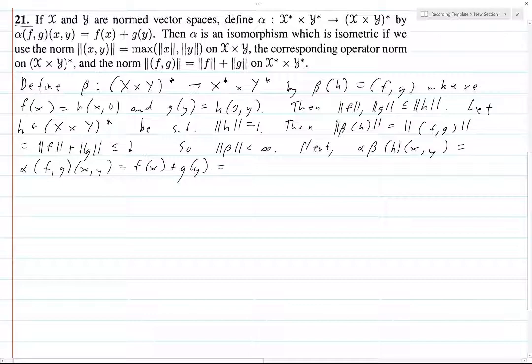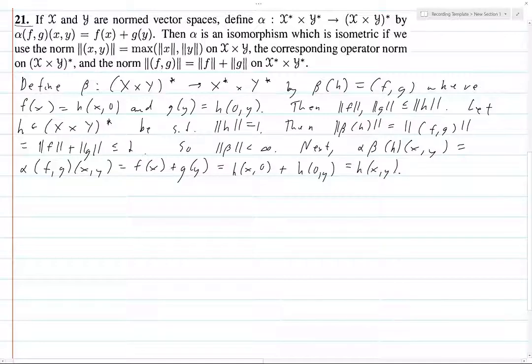We know that this is equal to h of (x, 0) plus g of 0y. That doesn't look right. No, it's h of (0, y). And by linearity, this is h of (x, y).